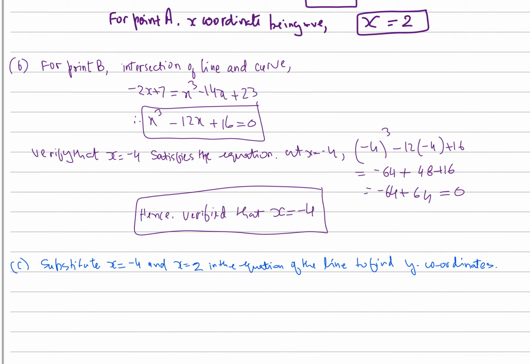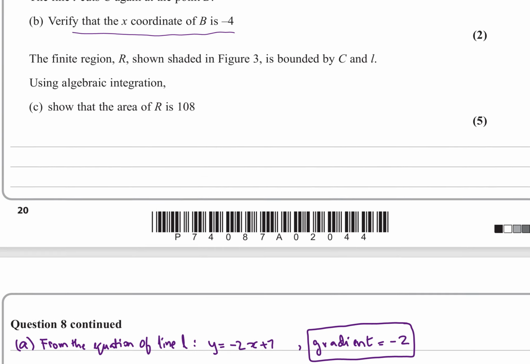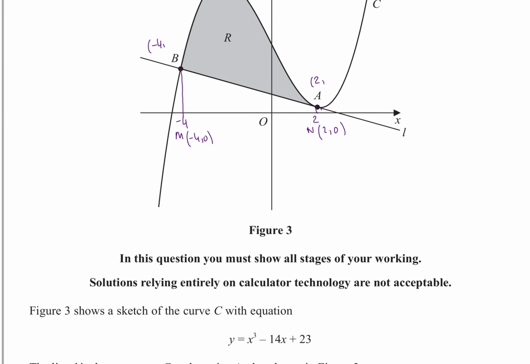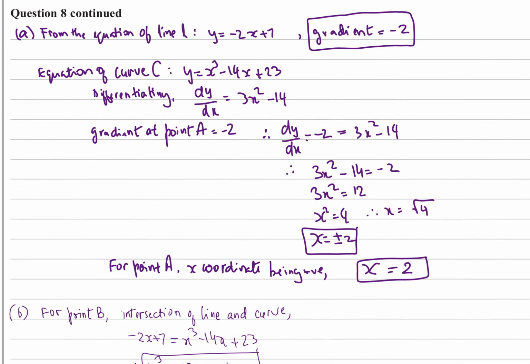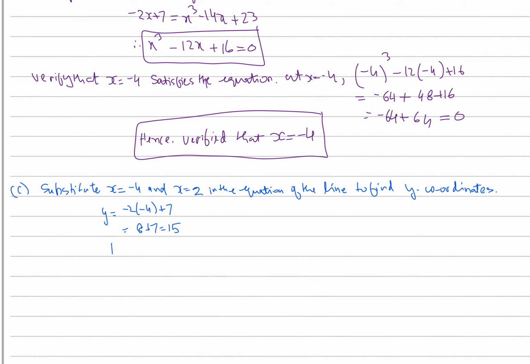So then at x equals minus 4, what would y be? We have the equation of the line, y is minus 2x plus 7. So y is minus 2 times minus 4 plus 7 equals 8 plus 7, that is 15. So we get the coordinates of the point B is minus 4 and 15. So I'm going to write that minus 4, 15.